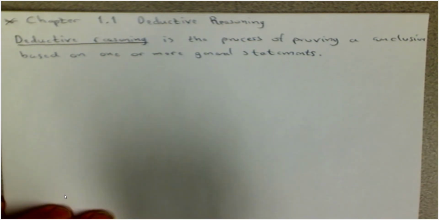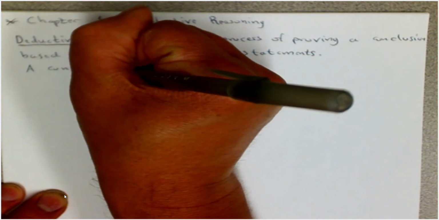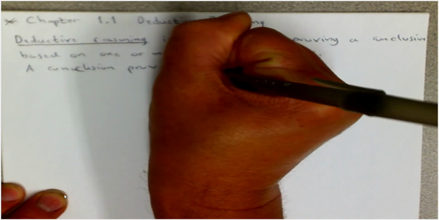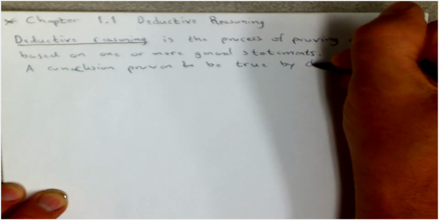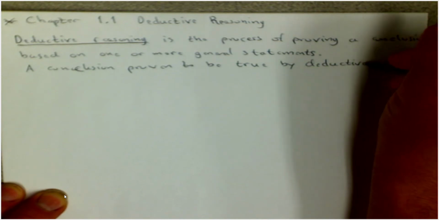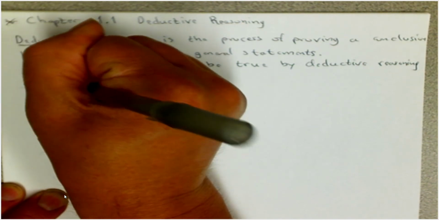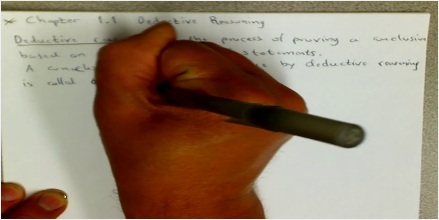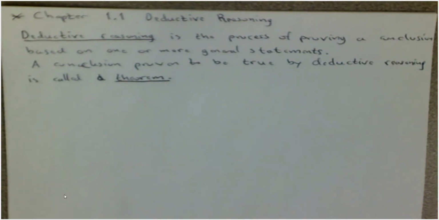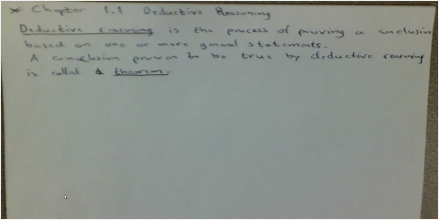So a conclusion proven to be true by deductive reasoning is called a theorem. You've probably heard that word before, everyone knows the Pythagorean theorem, that the sum of the squares of two sides of a right triangle equals the square of the third side. So that's called a theorem.